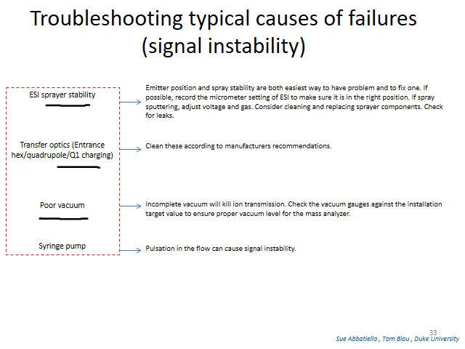The last one could be the syringe pump. If you are using syringe pump to perform calibration, it is necessary to check the syringe pump to ensure it is working normally.